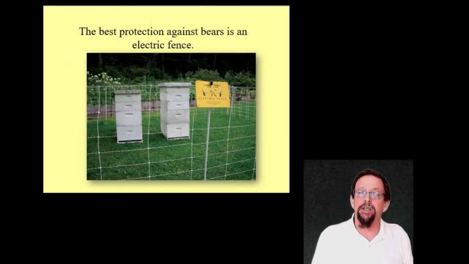The best protection against bears is an electric fence. Now the key to the electric fence is put it there before the bears arrive. If the bears have already attacked your colonies and torn them apart, they may go through the electric fence because they already know there's a pot of gold at the end of the rainbow. So the fence up prior to a bear arrival is key.